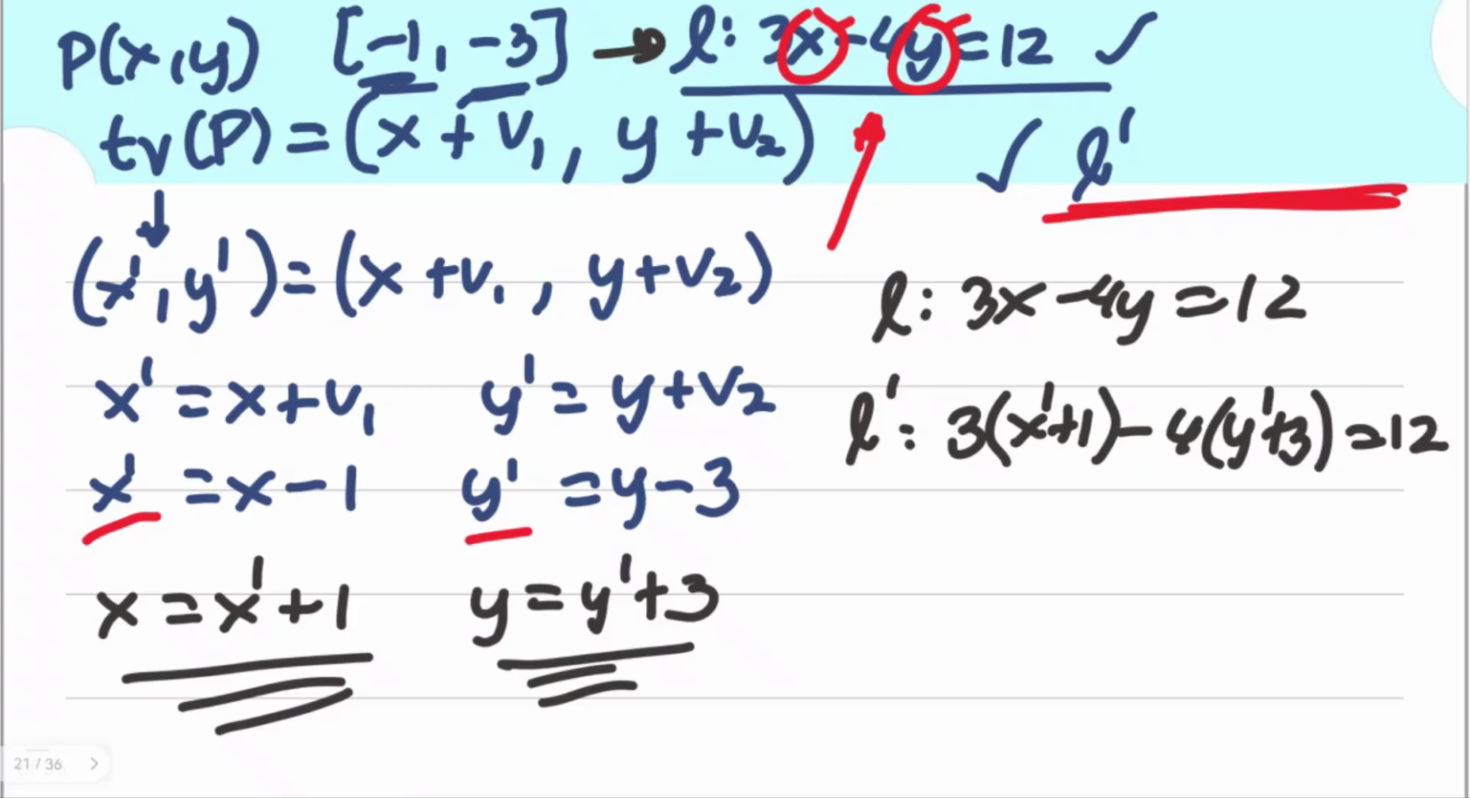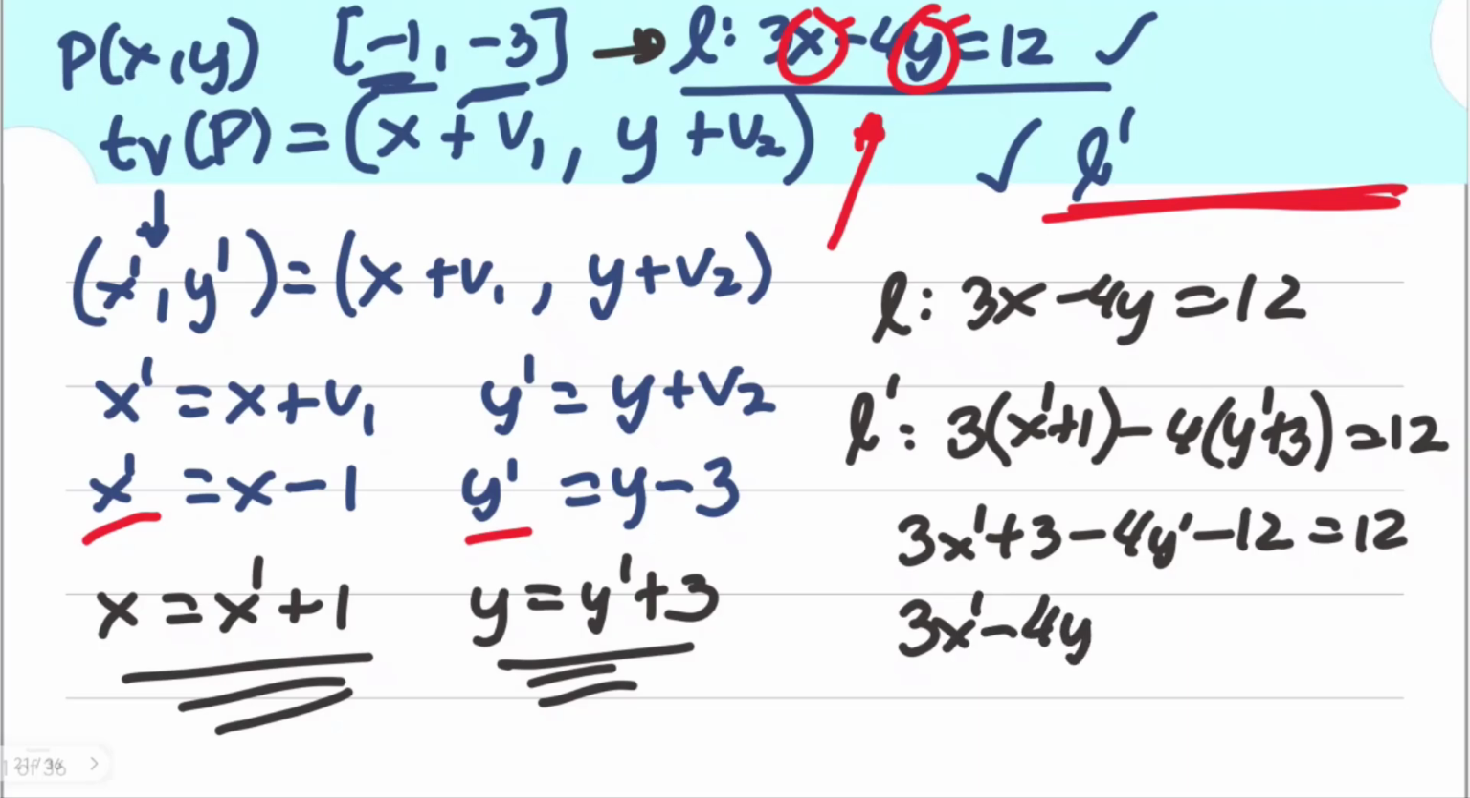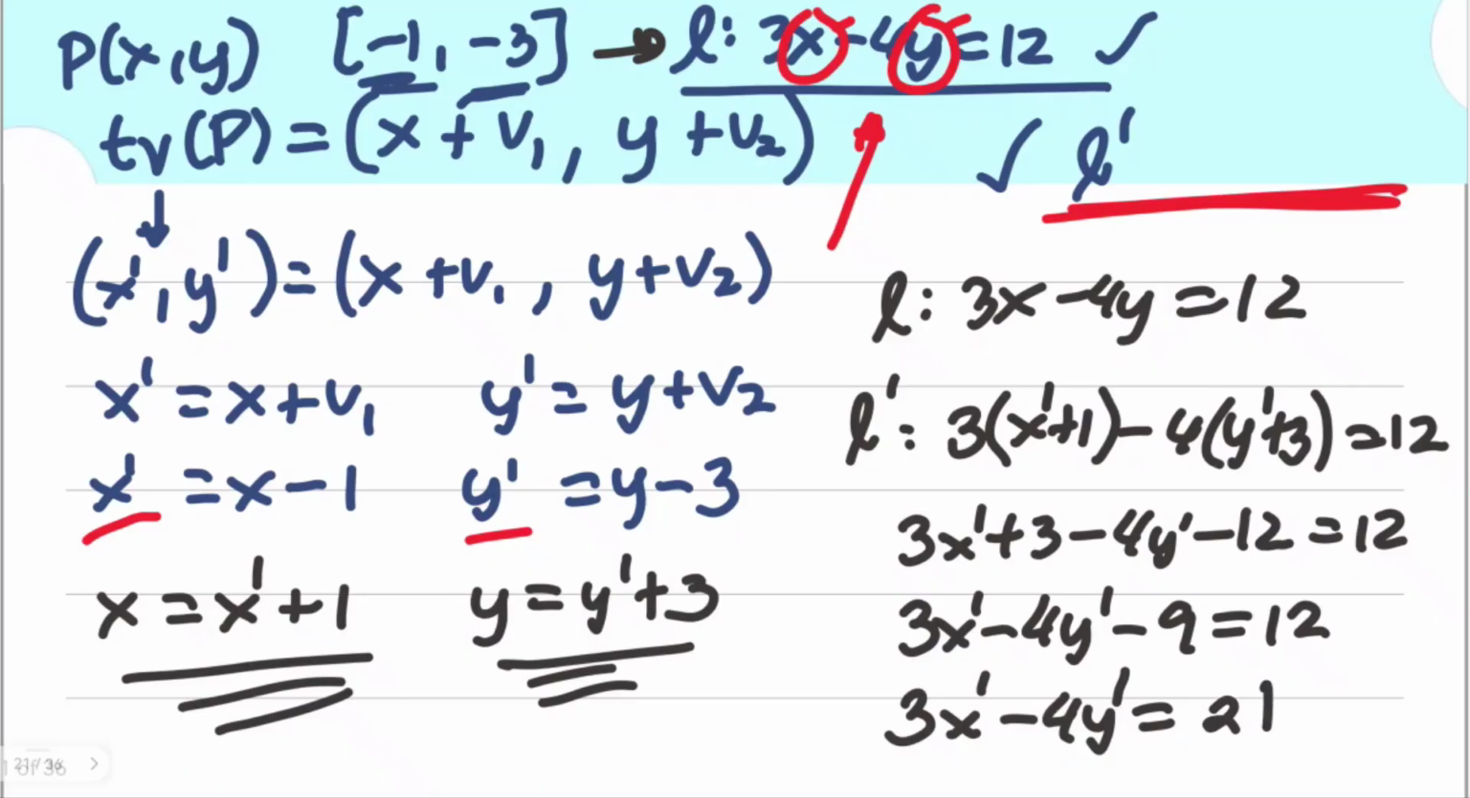As you continue, you have 3x prime plus 3 minus 4y prime minus 12 is equal to 12. So you will have here 3x prime minus 4y prime, that's actually minus 9, is equal to 12. So finally, you have 3x prime minus 4y prime is equal to 21. This is the equation of a line, which is the translated line of our identified line here.